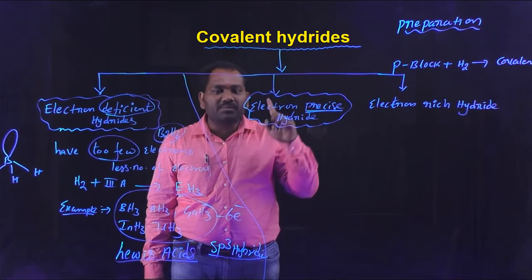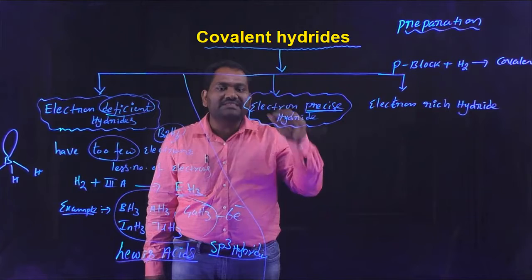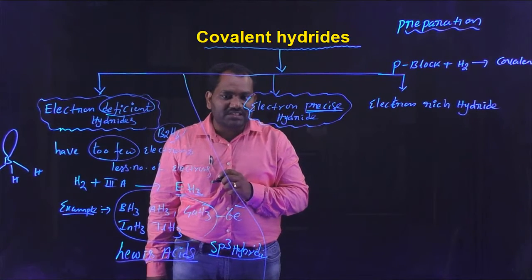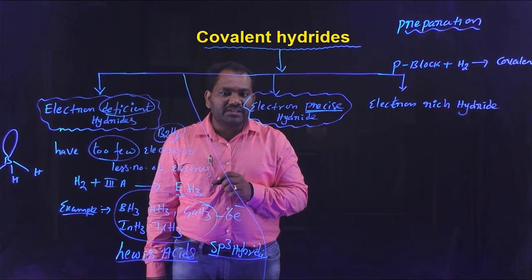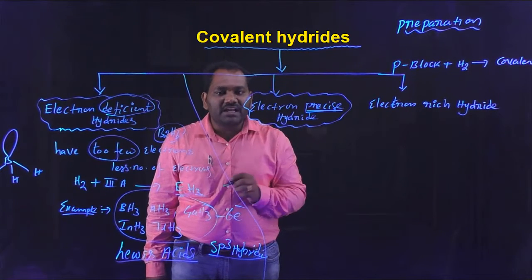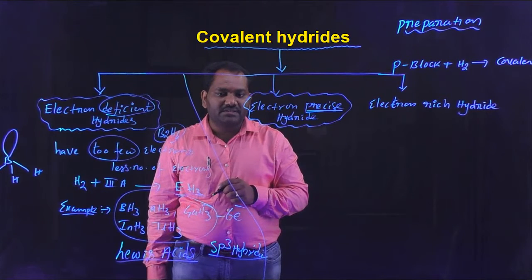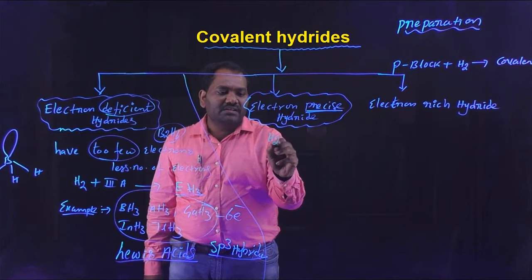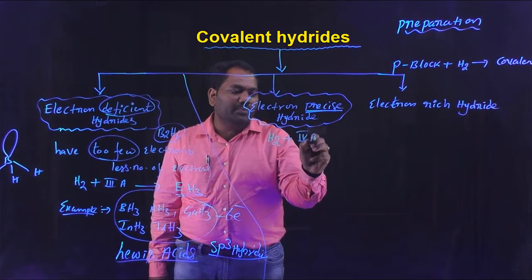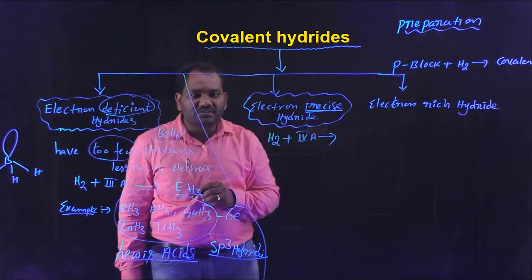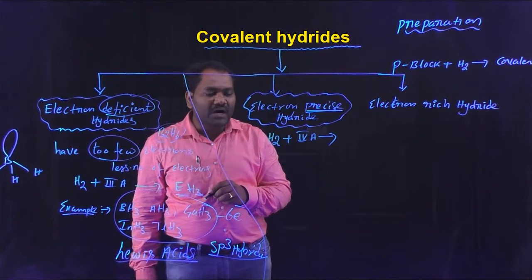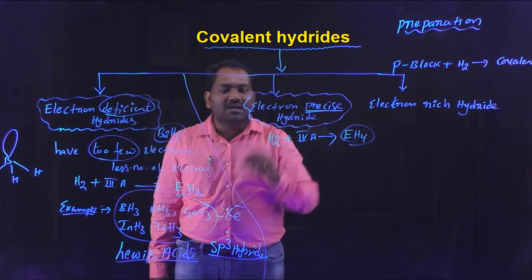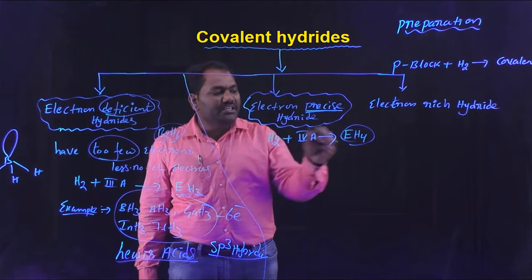They have an equal number of electrons, or sufficient or precise number of electrons, to write their canonical structures. These are called electron precise hydrides. Here, when hydrogen reacts with fourth A group elements, it forms these precise hydrides. The general formula of these precise hydrides is EH4.